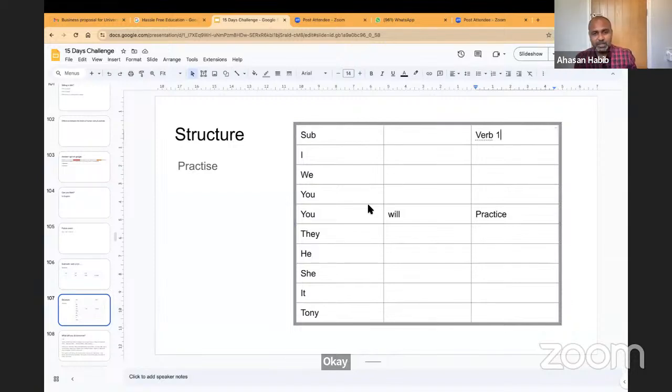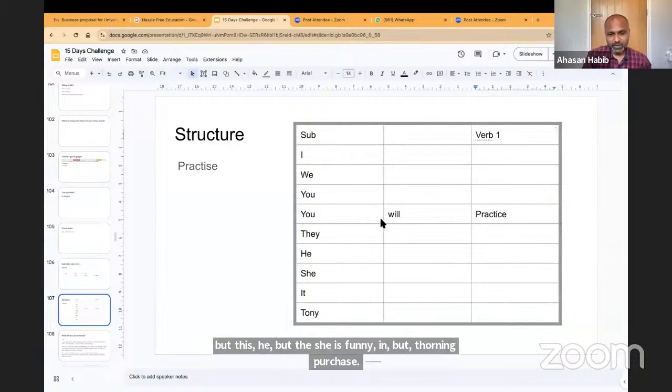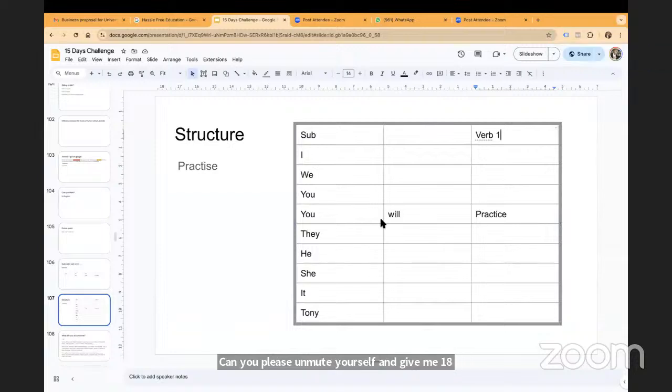সবাই একসাথে মিলে প্র্যাকটিস করব। So try করেন 18 sentence তৈরি করতে। So please unmute yourself one more time. Unmute yourself. Ready? 3, 2. I will practice. You will practice.